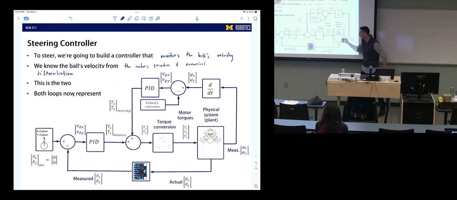With what it's measuring, we're measuring its actual lean angles via the IMU, and we're measuring its actual wheel rotation speed. We're going to take the derivative of that wheel rotation, so we'll have v dot, and now we're going to compare that to a velocity reference. When we compare that to a velocity reference, we're going to get some error. We're going to output that error and sum it. Now we have a balance controller that's always balancing, and a steering controller that's looking at velocity.